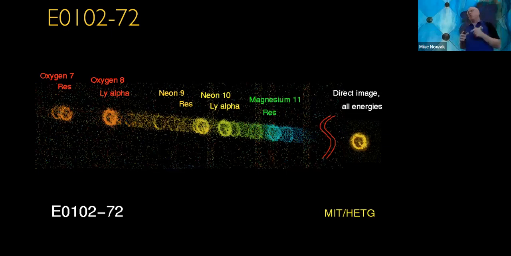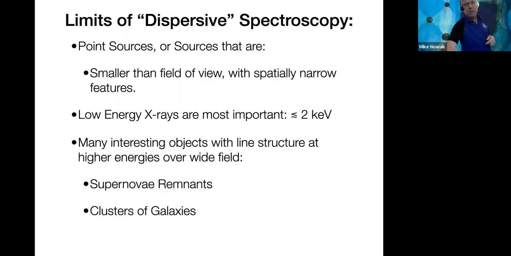But here you can see where the limits of what we call dispersive spectroscopy are kind of hitting. We need to look at point sources like Orion, or we need to look at sources like this EO102 that are small compared to our field of view with very well-defined structures.